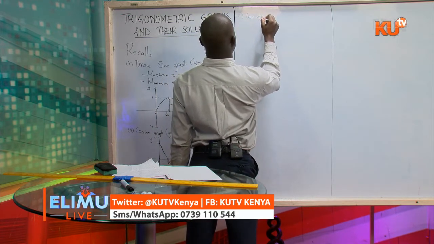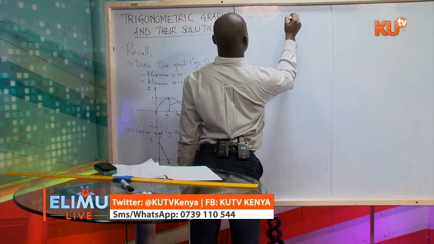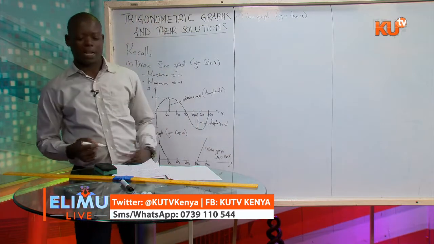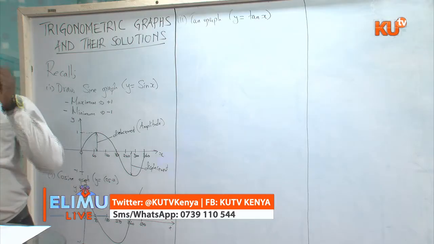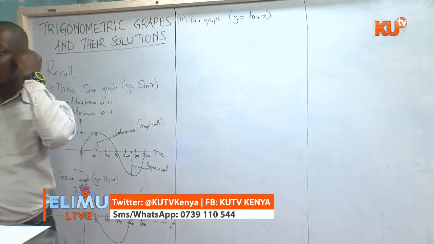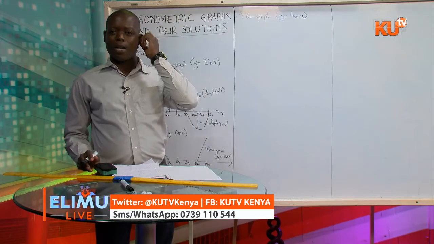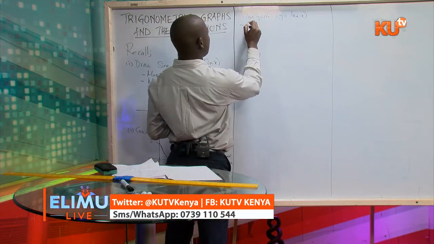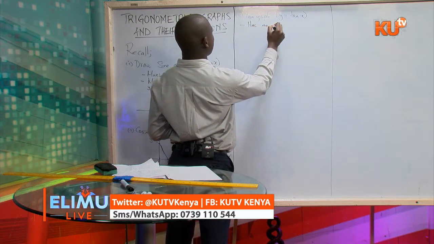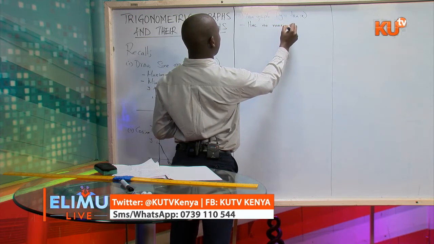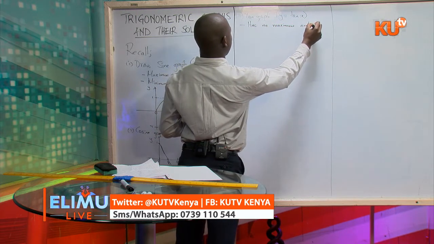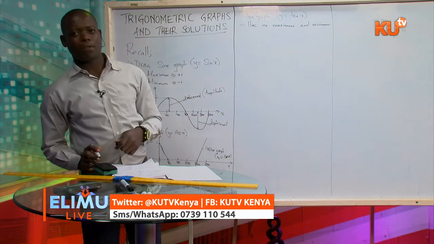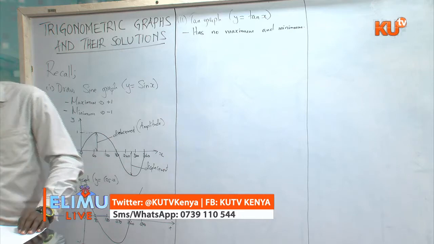The tan graph. In this case, y is equals to tan x. Now, a tan graph appears differently from the cosine and the sine graph. For this graph, it has no maximum and minimum. That is for the tan graph.